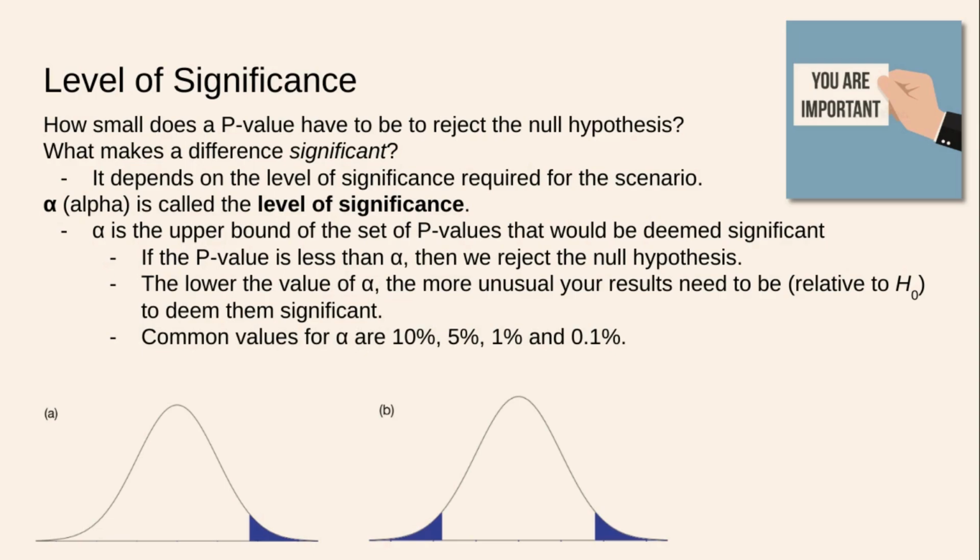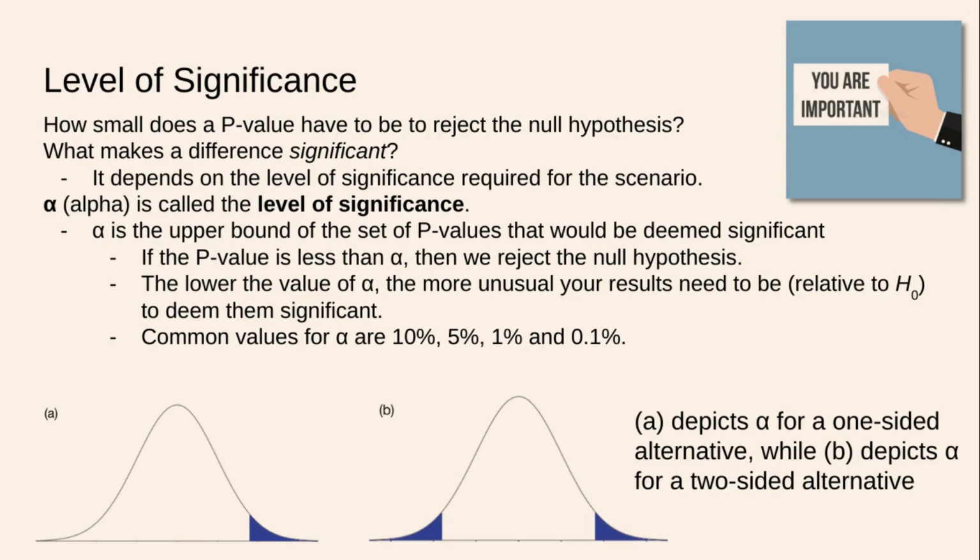Common values for alpha are 10%, 5%, 1%, and as low as 0.1%. And technically you can go lower than that, but those are the ones that we generally see at this stage of the game.